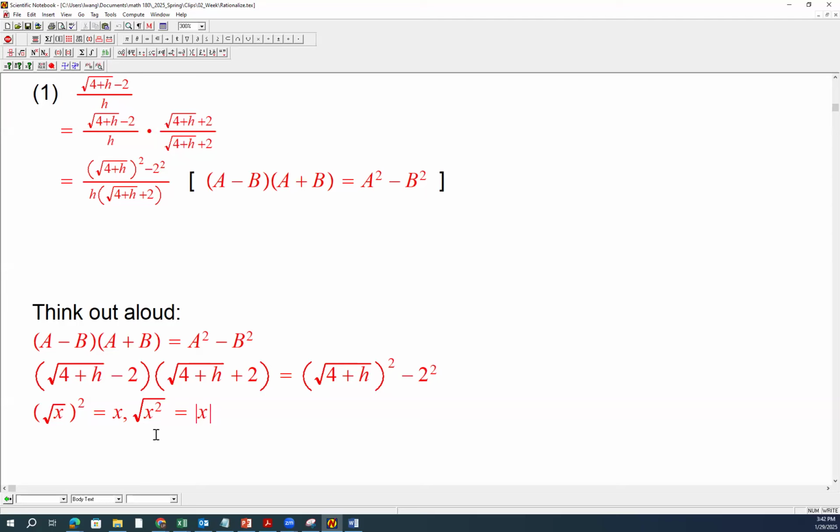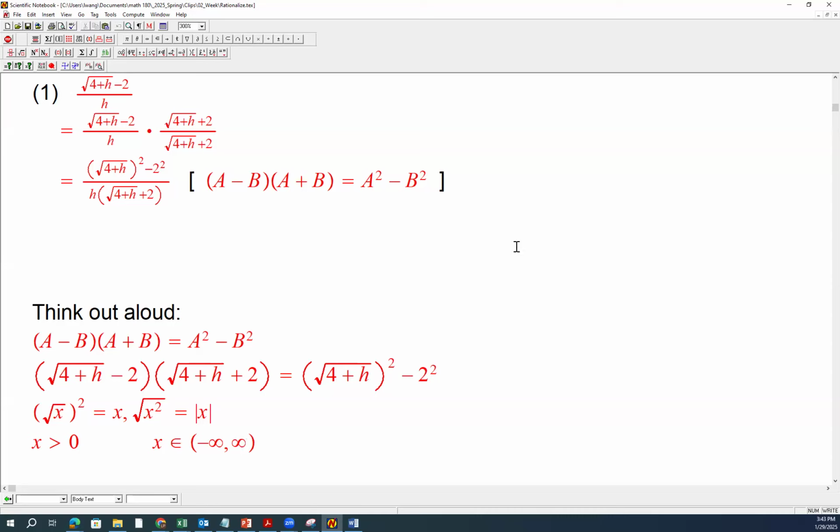The reason these two are different is because on this piece, the domain is x greater than 0. On the other piece, the latter piece, this x can be any real number. Okay, so these are the 3 things we use in rationalizing the numerator.